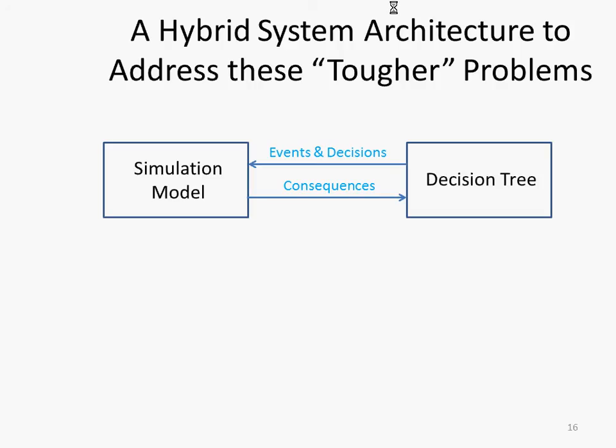Its job is to be told the outcome of the uncertainties. Its job is to be told the outcome of the decisions, and it figures out the consequences. It evaluates the consequences of that. The decision tree's job in life is to consider those uncertainties. It's to consider the decisions. And it's to tell the simulation model, simulate this case, and the simulation model simulates.